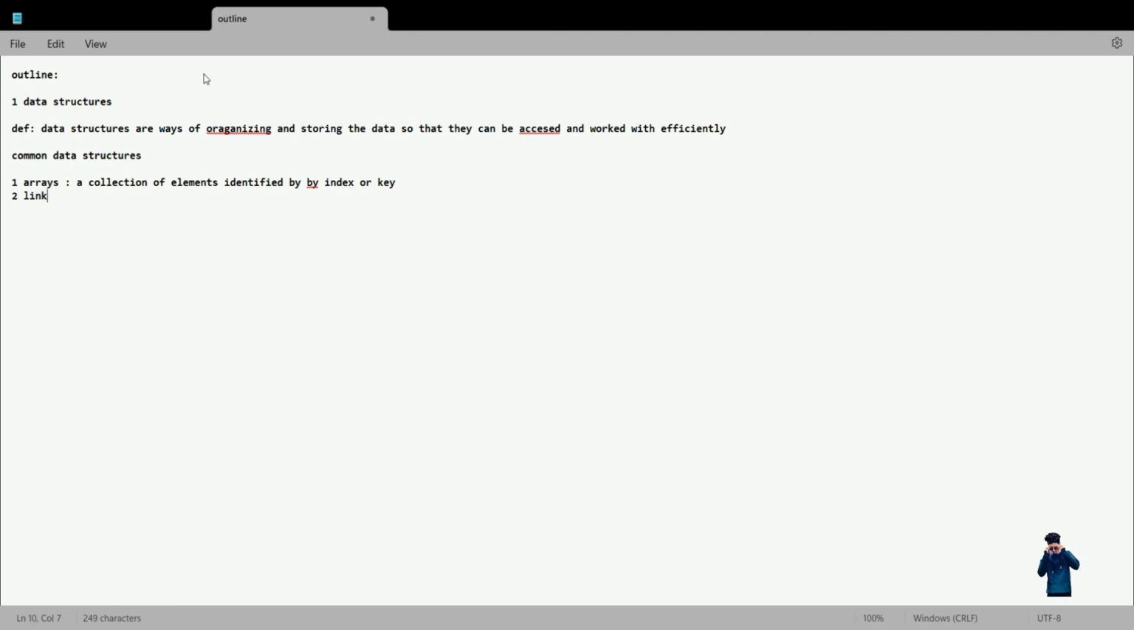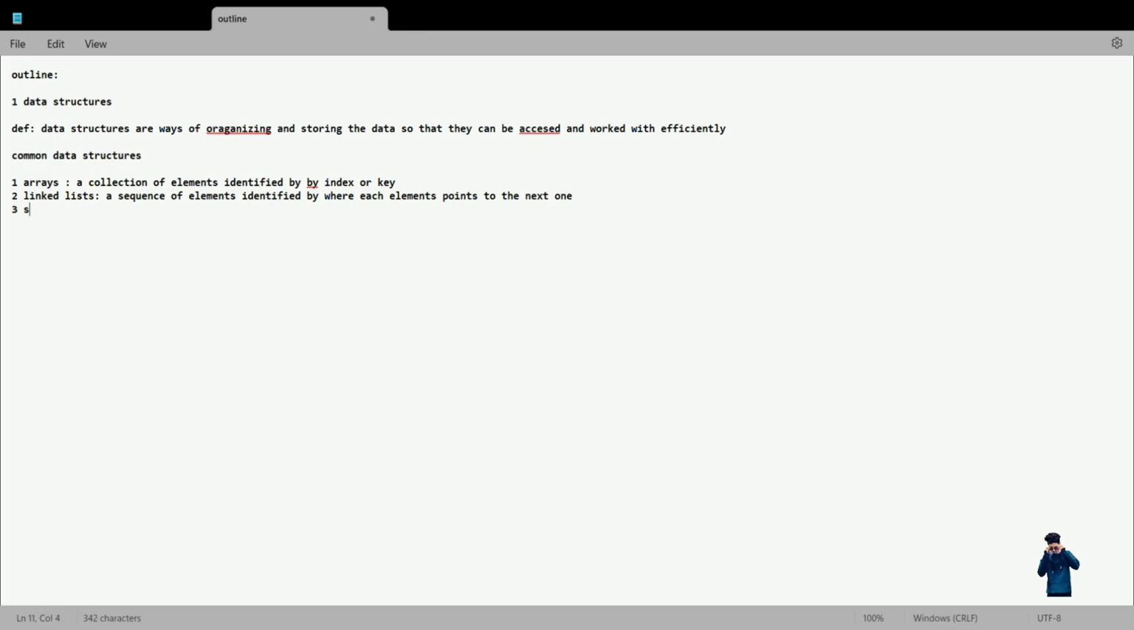Second one is linked lists. What do you mean by a linked list? A sequence of elements where each element points to the next one. So this is the linked list.